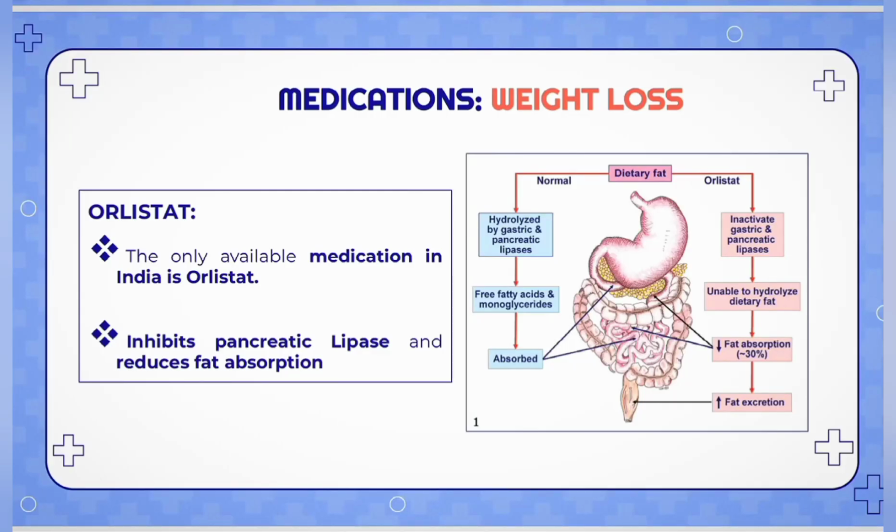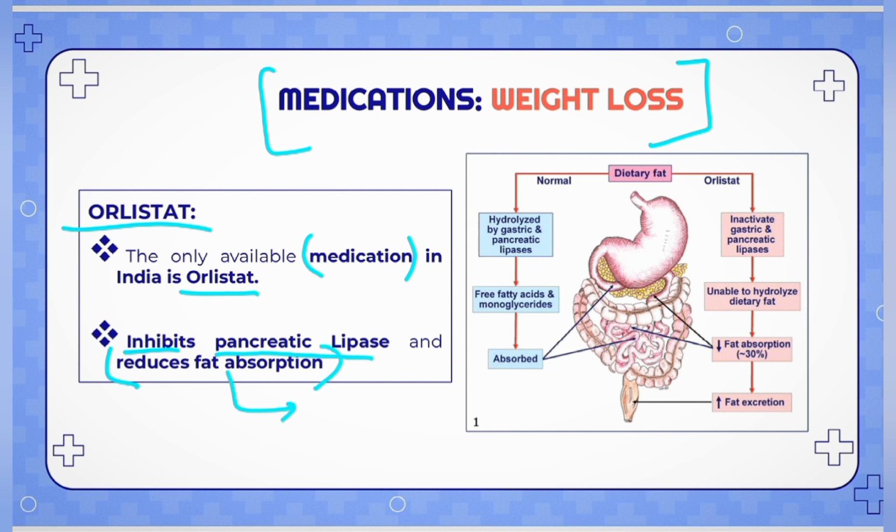Now let's discuss the medical management of weight loss, or the medications which can be used for losing weight. Orlistat is the only available medication in India for weight loss, and the main mechanism of action of orlistat is inhibiting the pancreatic lipase enzyme and finally reducing the absorption of fat from the gut.